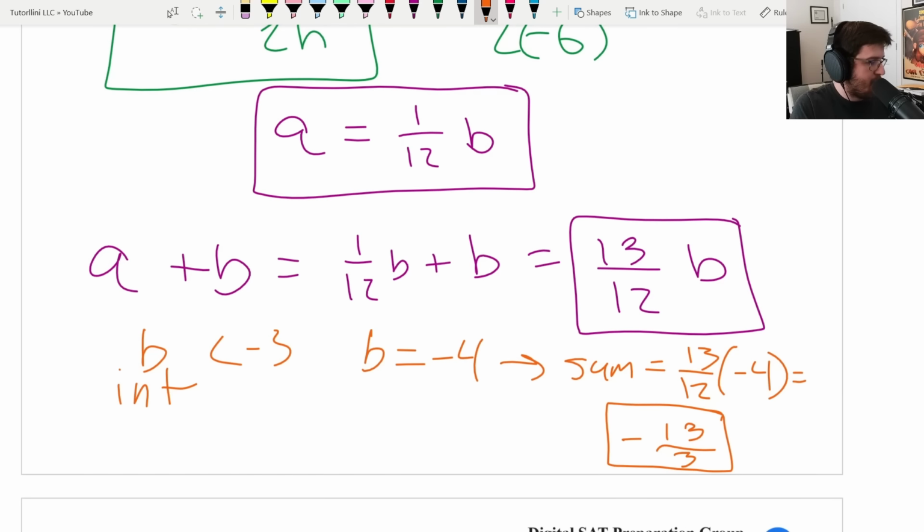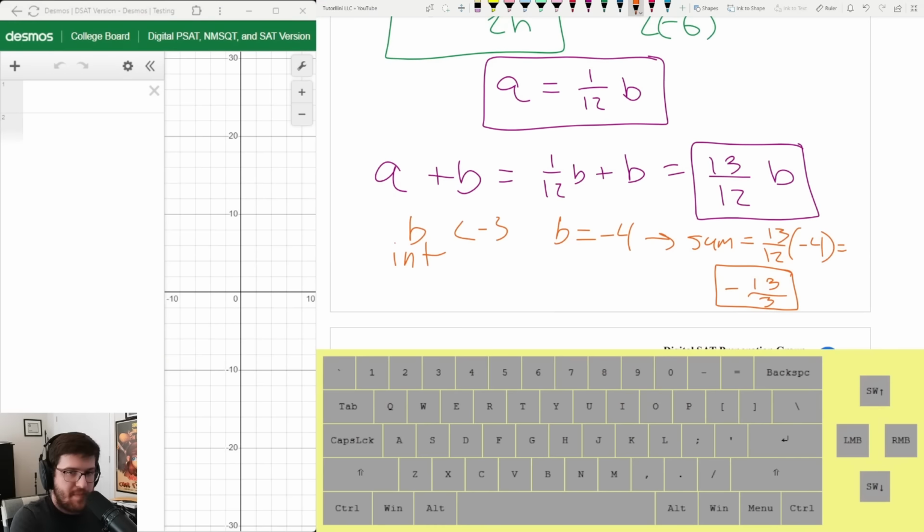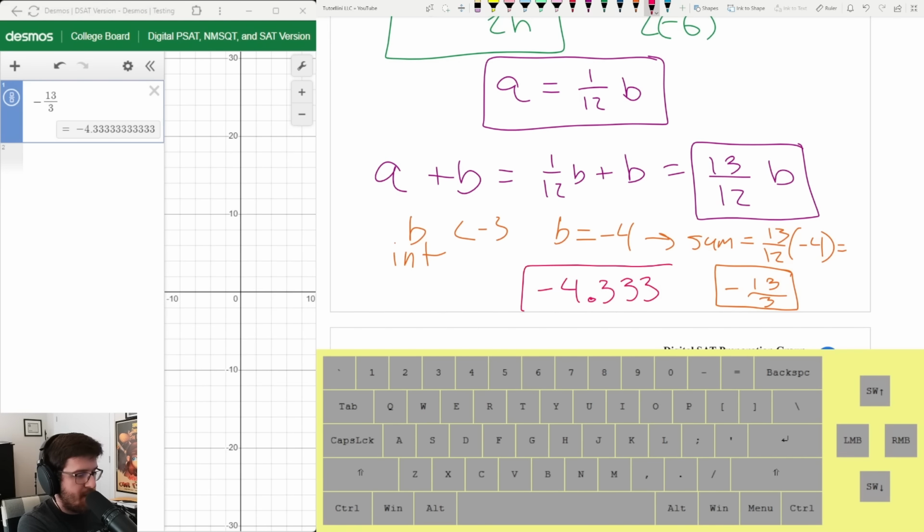For the sake of the Bluebook gap, let's pull up Desmos here and see what that is. So we also could have put in -4 point, and you just keep going until you run out of space. 0.333. That's 5 characters plus a negative sign. So that would be good. Rounding and truncating gives you the same, so there's only one decimal answer.